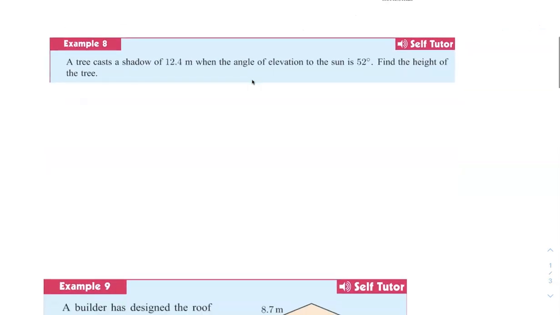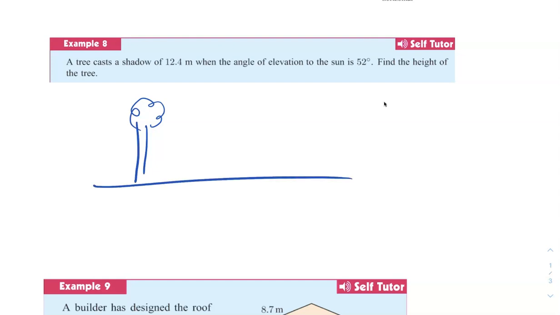So this is an example. A tree casts a shadow of 12.4 meters when the angle of elevation to the sun is 52 degrees. Find the height of the tree. So we have a tree. Now let's draw a horizontal line. Remember, we need to find the height of the tree, that's this. Then it casts a shadow. So the shadow is going this way, and the sun is back here, casting the shadow going this way.